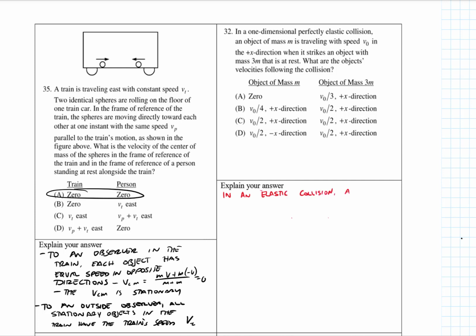Now, we're going to write that kind of line of logic down first. In an elastic collision, a moving lighter object will bounce back when it hits an object with more mass, when that mass is stationary. That's something that we saw with the magnet versus magnet collision.